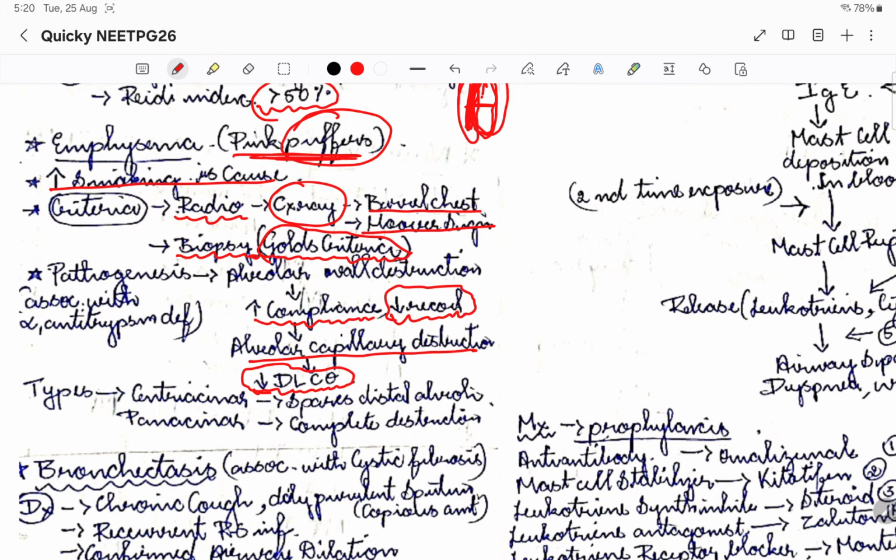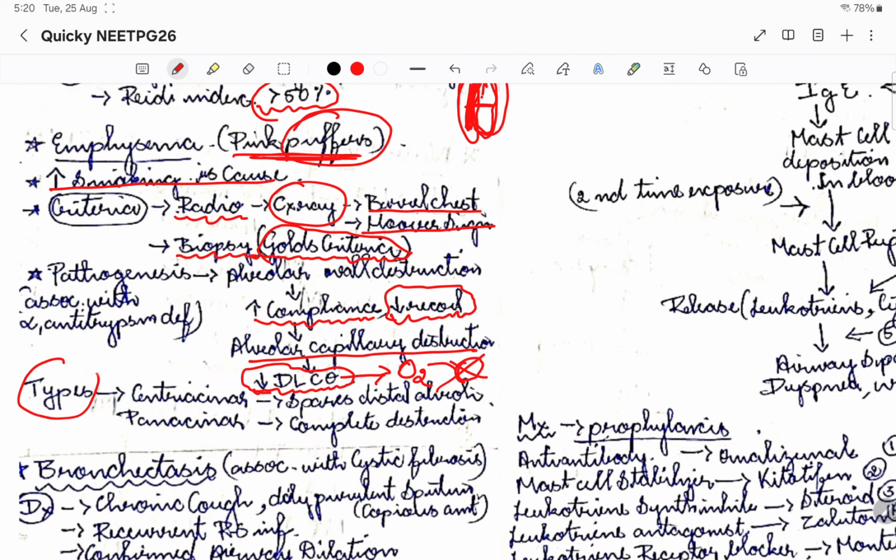Please remember this: in all the obstructive lung diseases, DLCO will be reduced. So what does DLCO mean? It is the diffusion lung capacity for oxygen. When there is obstruction and alveolar capillary destruction, how will the oxygen be diffusing into the alveoli? The capillary will be destroyed, so that is why DLCO will be reduced. So this is the thing with emphysema.